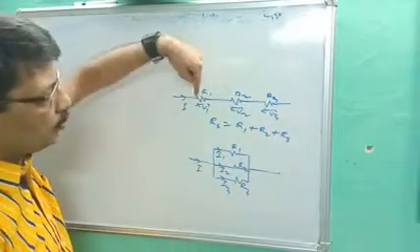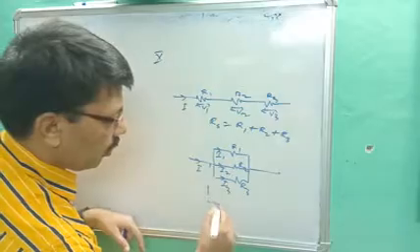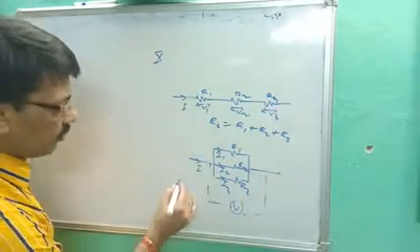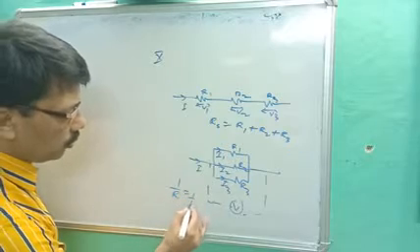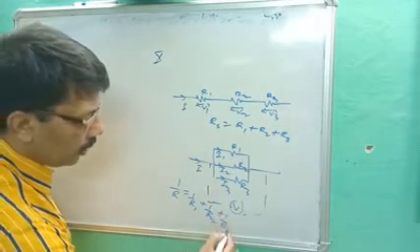In series combination, potential is different but current is same. Here potential is same for all. Potential V is same for all, but current is different, and the formula is 1 upon R is equal to 1 upon R1 plus 1 upon R2 plus 1 upon R3.